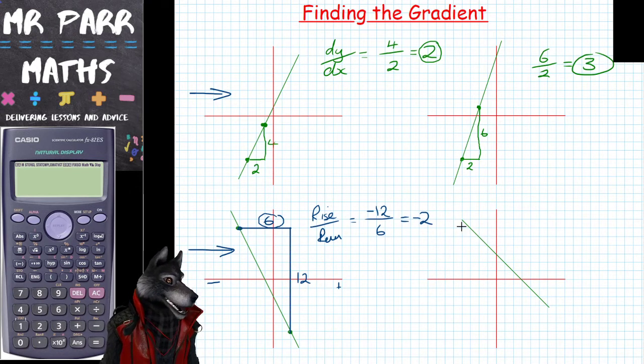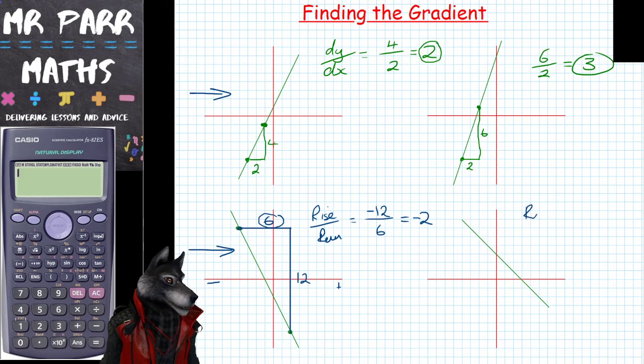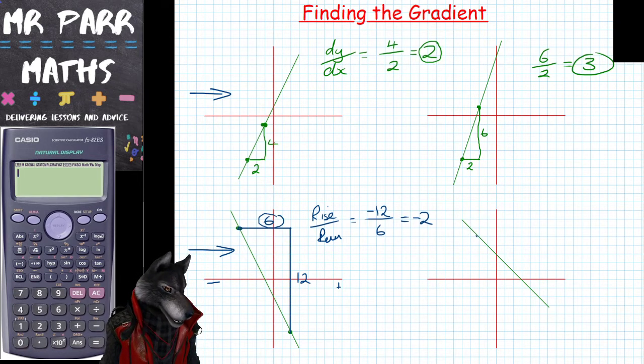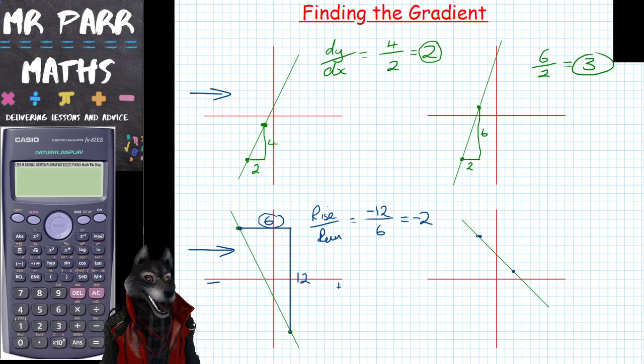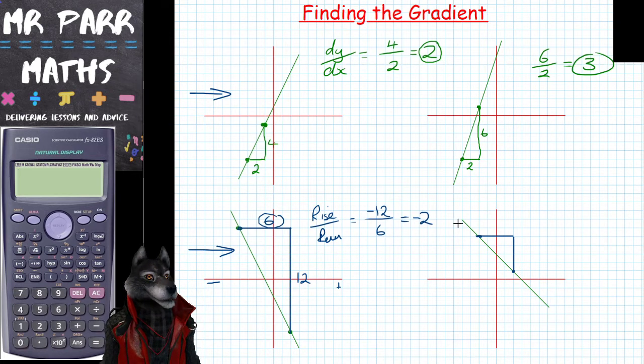Now that helps us with the next one. If you memorise that, this next one immediately I know is going to have a negative gradient because it's going downwards as we travel from left to right through the graph. So again, let's do our rise over run. So we're going to need our triangle again. So let's pick 2 random points. I'm going to pick this point here, and I'm going to pick this point here. Get my triangle there and there, which allows me to get my numbers again.